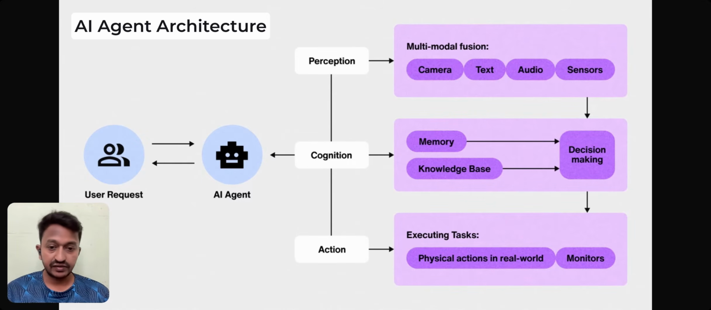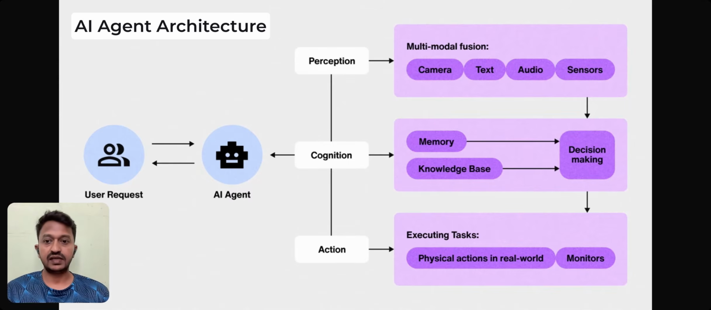And the third component is basically action, the executive functions, what we call the implementation part, right? The operational arm that transforms decisions into concrete actions. So this component basically manages task execution, tool integration, and external system interactions to bring plans to reality.